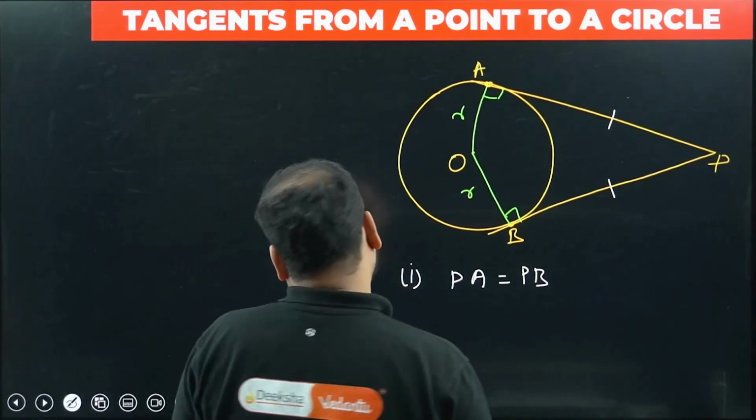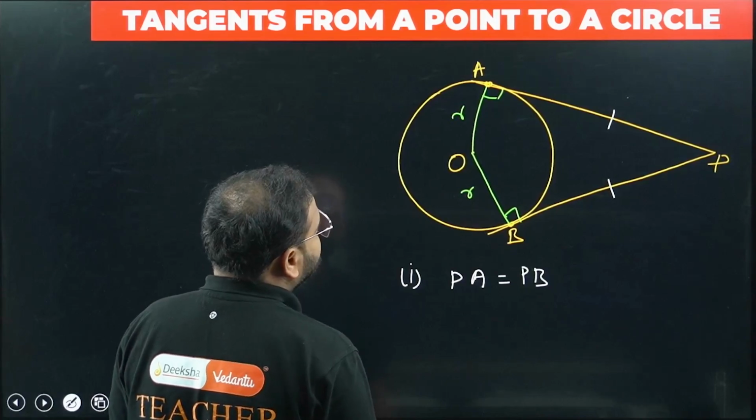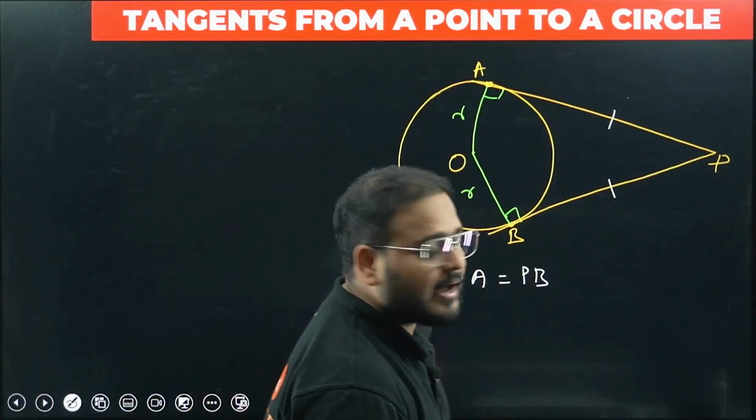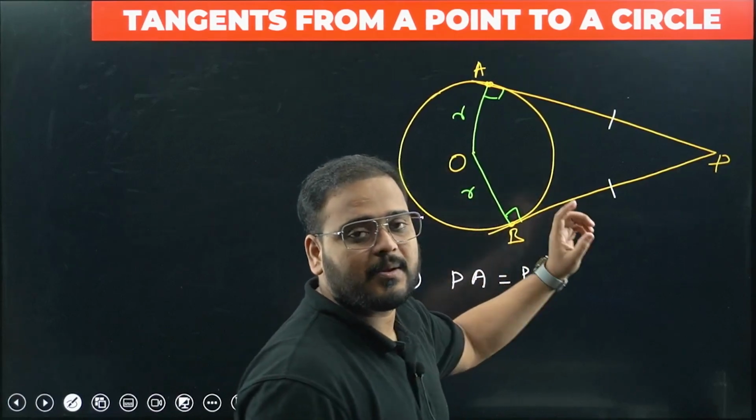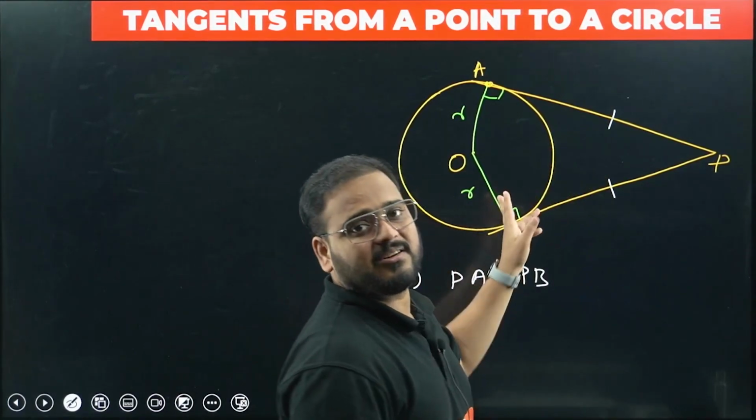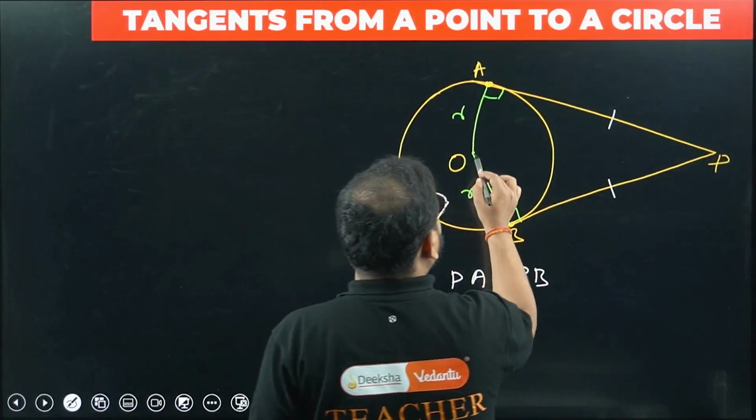Now, if you check, there's something called the angle subtended by the tangents at the center. I'll repeat, angle subtended by the tangents at the center. How will it look? Check here.